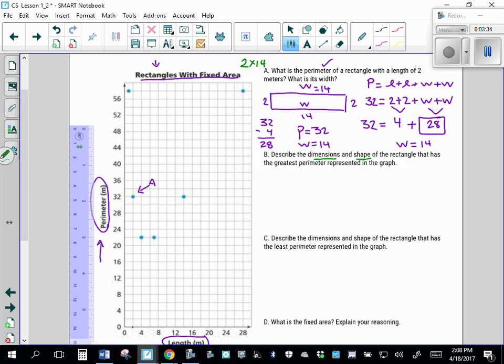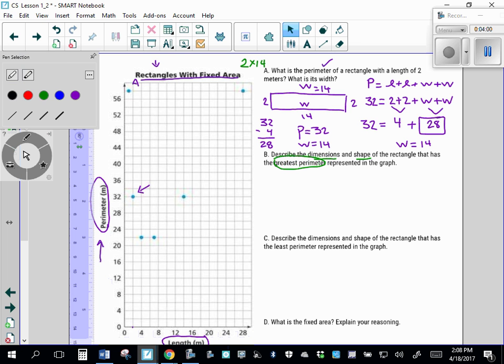Okay, so we want to find the highest perimeter. So where's the rectangle? What point represents the greatest perimeter on this graph? Yeah, so let's change this. Let's call this point A. Would have made more sense. And then we could call this other one B. And then C, and we'll just kind of go around D, E, and F so we could talk about them.